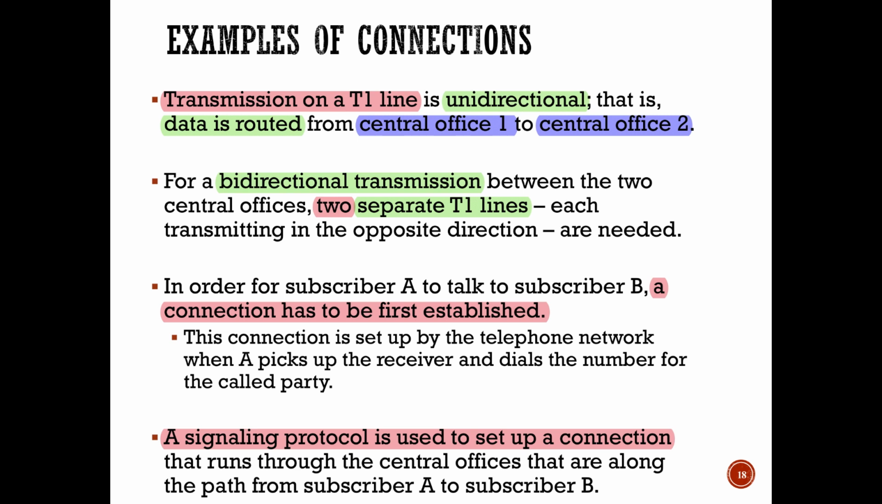established. This connection is set up by the telephone network when A picks up the receiver and dials the number for the called party. A signaling protocol is used to set up a connection that runs through the central offices that are along the path from subscriber A to subscriber B.